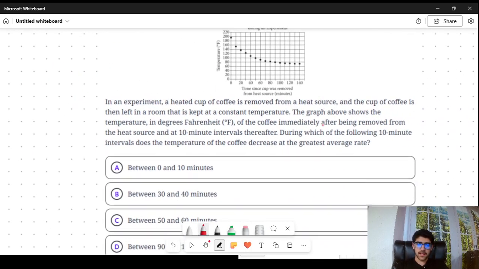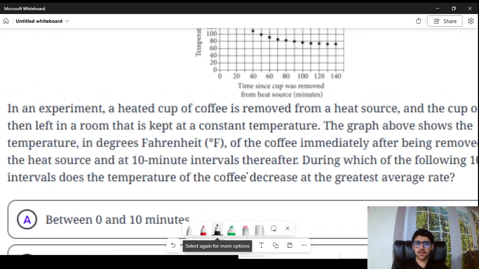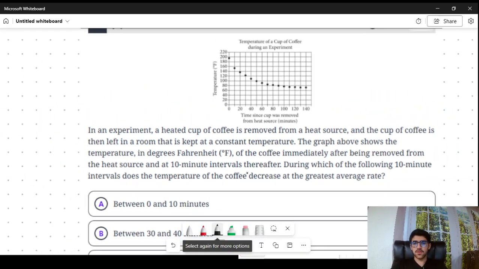This one does look like a lot, but if you read it, it becomes very simple. It tells us that in an experiment, a heated cup of coffee is removed from a heat source, and the cup of coffee is then left in a room that is kept at a constant temperature. The graph shows the temperature in degrees Fahrenheit of the coffee immediately after being removed from the heat source, and at 10-minute intervals thereafter. So every 10 minutes it shows a point.